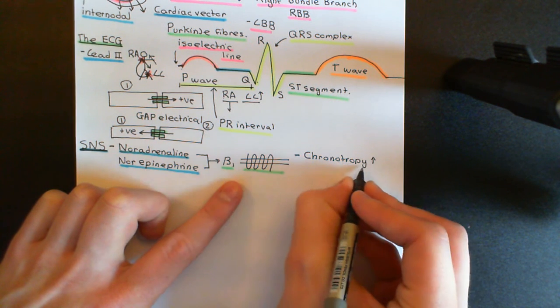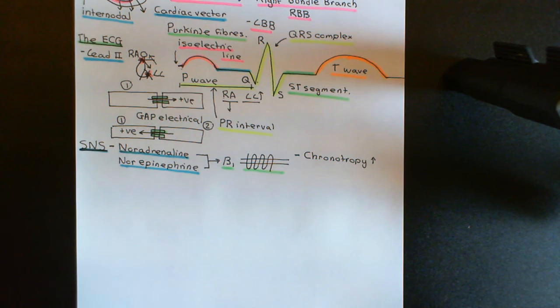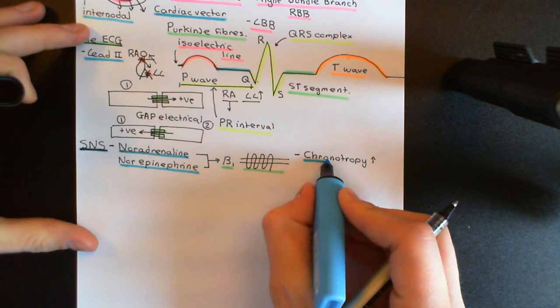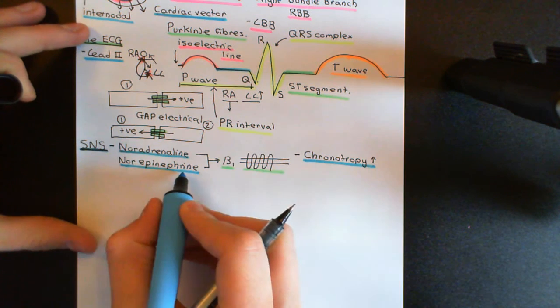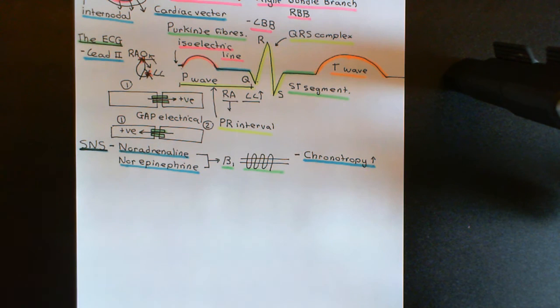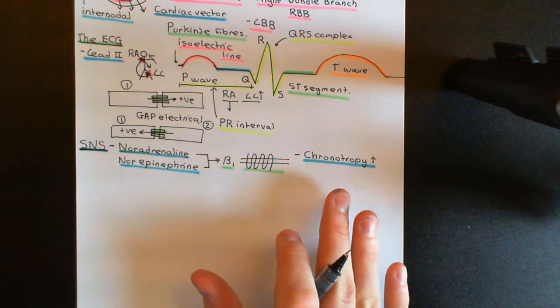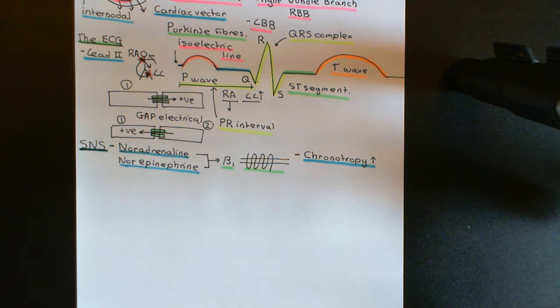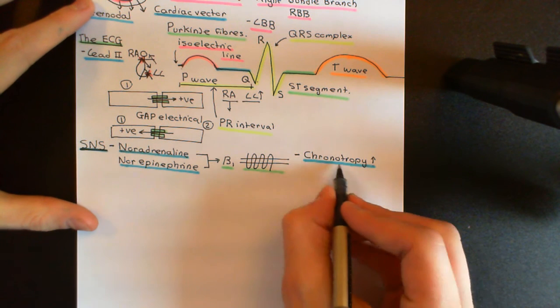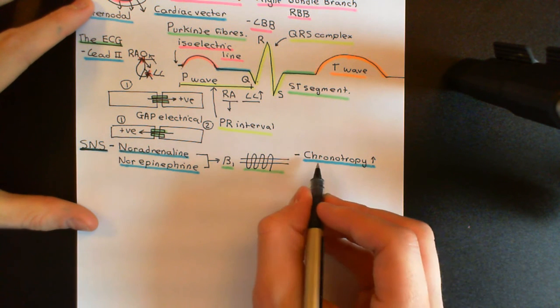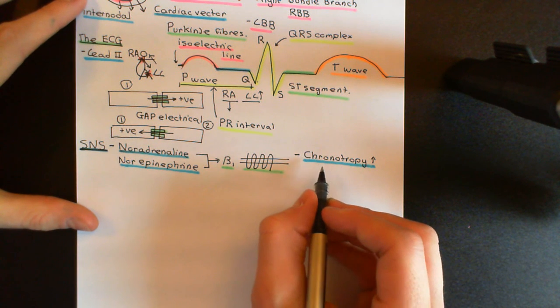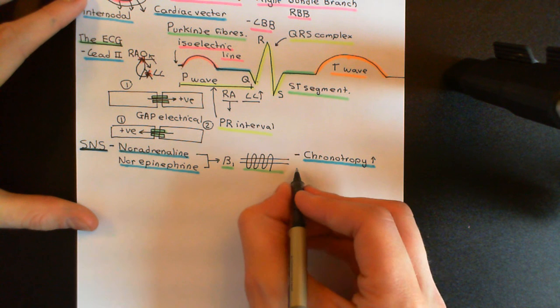So chronotropy refers to the rate at which the sinoatrial node cells are actually generating electrical signals. So we would say that because noradrenaline or norepinephrine acting through the beta-1 adrenoreceptor is going to raise the rate at which sinoatrial node cells fire electrical signals, it has a positive chronotropic effect. So I'm just going to write chronotropy goes up. The rate at which the sinoatrial node cells fire action potentials is going to go up.